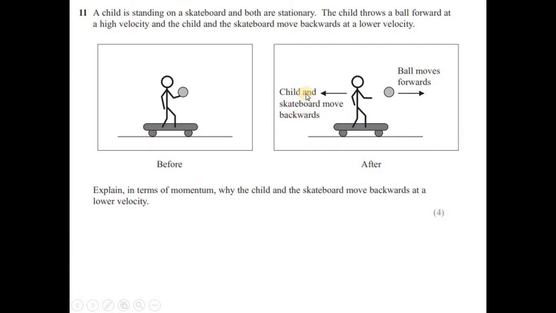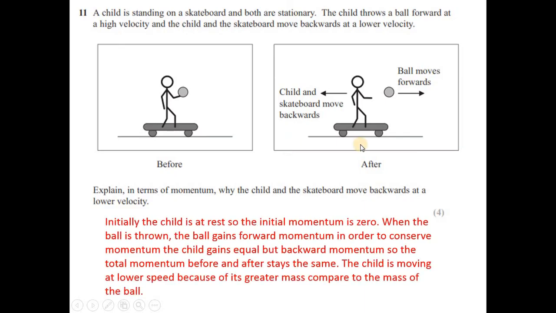And why is the child moving with the lower speed? Because of course the child has greater mass compared to the ball, so should be moving with the lower speed. But when you multiply speed with mass, the total momentum backward must be equal to the total momentum forward. When you add these two, the sum of the momentum should be 0. That's how you can explain.